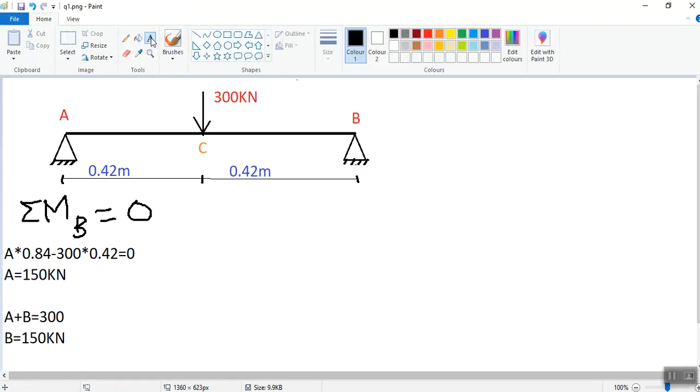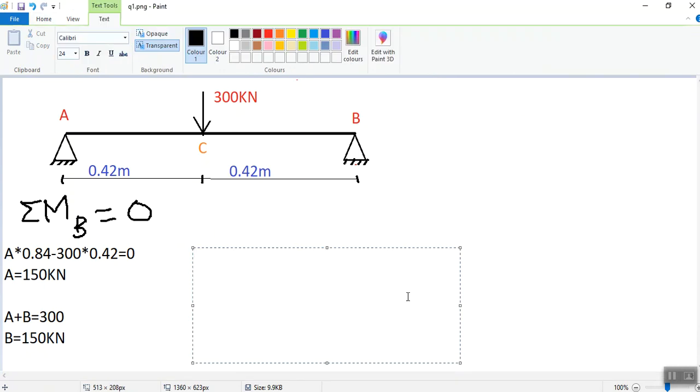Now, for bending moment, since A and B are hinged, moment is 0 at supports. At point C, a point load is acting, so bending moment will be linear. So moment at C will be 150 load at A times 0.42 distance from A to C, which gives us moment 63 kilonewton meter.